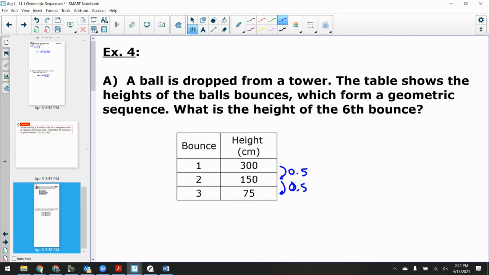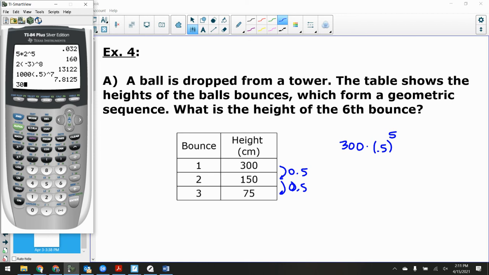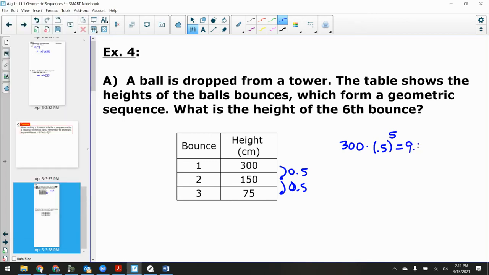Oh, by 0.5. So that means my starting value, 300 times 0.5 raised to the what power? Fifth power. N minus 1. 6 minus 1 is fifth power. I'm looking for on the sixth bounce. So 300, my starting height, times 0.5 raised to the fifth power. 9.4. 9.4 centimeters. Okay?